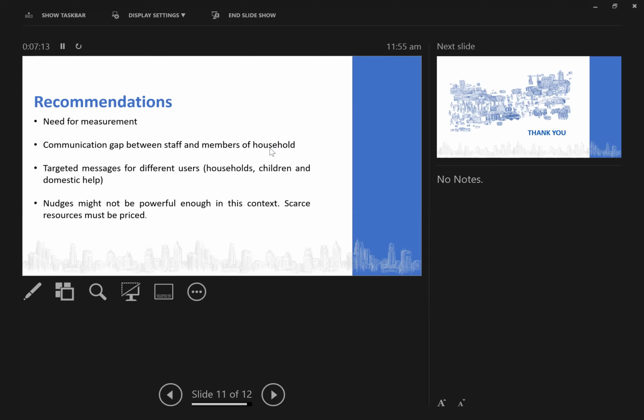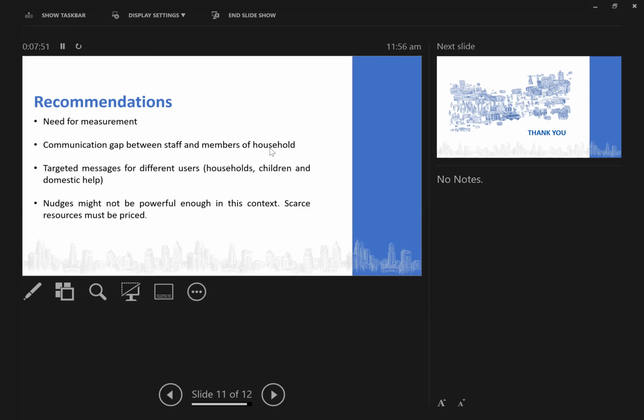Then the critical finding was the communication gap between staff and members of the households. The messages were targeted to the household, like the head of the household or the female in the household, but not to the staff members. So they were absorbed by the residents of the house, but not by the staff members, and hence the extra usage in terms of cleaning your cars, washing your laundry, or even using more water for lawns.